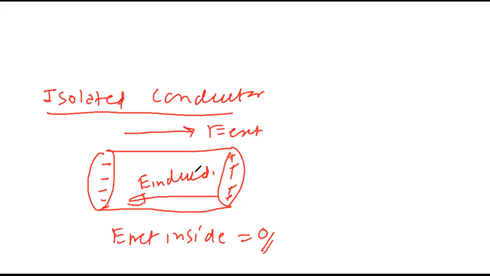So whenever we have an isolated conductor, that means the net field inside will always be what? Zero. But suppose the same conductor I connect to a battery.